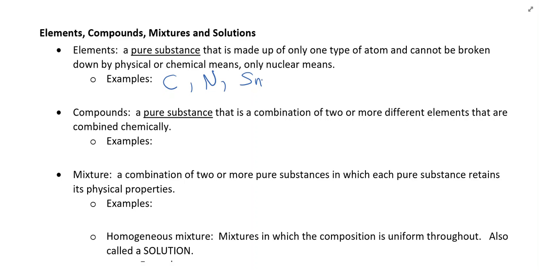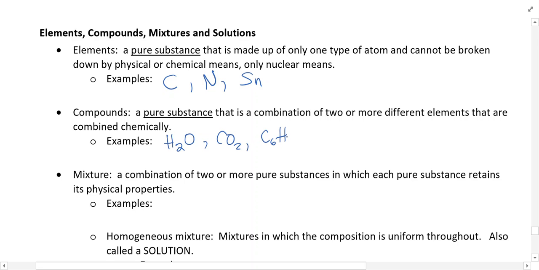A compound, this is also a pure substance, but it's a combination of two or more elements that are combined chemically. So if you think of water, it has two hydrogens and an oxygen, carbon dioxide, glucose. All of these things would be considered compounds. Generally, they're written as chemical formulas, such as I've shown here. Both elements and compounds can be grouped together as a pure substance.